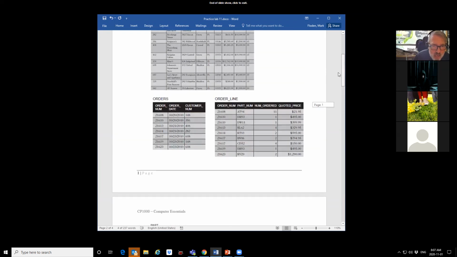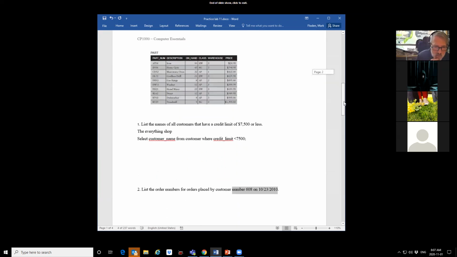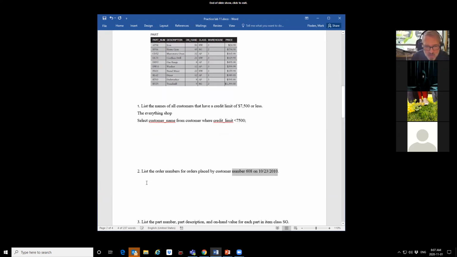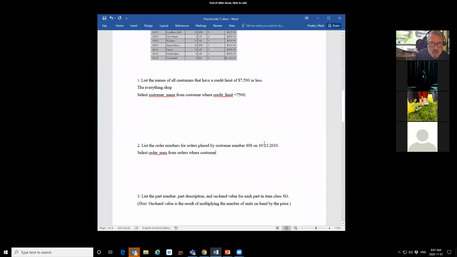So we would look in our orders table and see that the orders table does have the date and the customer number. What does it want? All it wants is the order numbers. So if you wanted to be picky and get just the things it asked for, you would say select order number from orders where customer num is equal to '608'. I'm using quotes because we wouldn't store this as a number. You'd store it as text.